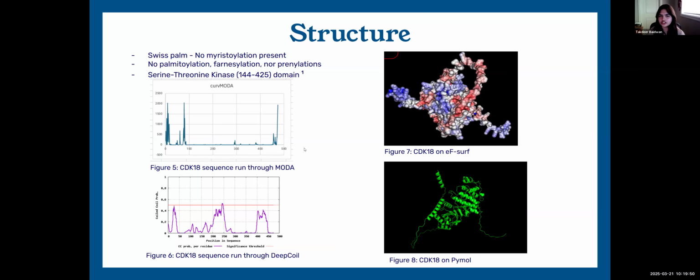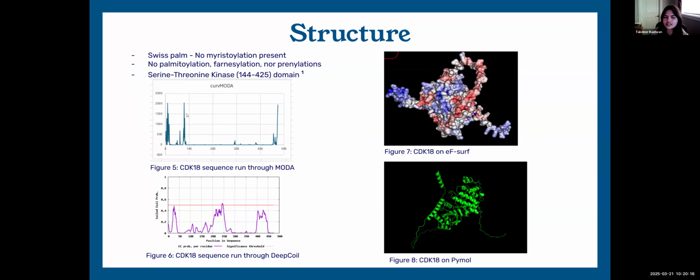With structure, with Swiss palm, there's no myristoylation present. There's no palmitoylation, farnesylation, nor prenylation. There's a serine threonine kinase domain from 144 to 425. So here is a PyMOL diagram for CDK18. We have a lot of alpha helices, and this can be confirmed through the DeepCoil database. We see a lot of peaks.